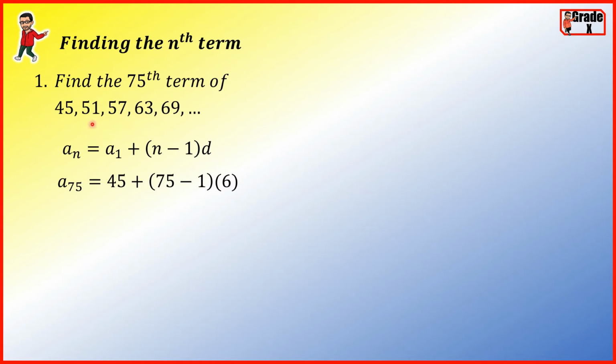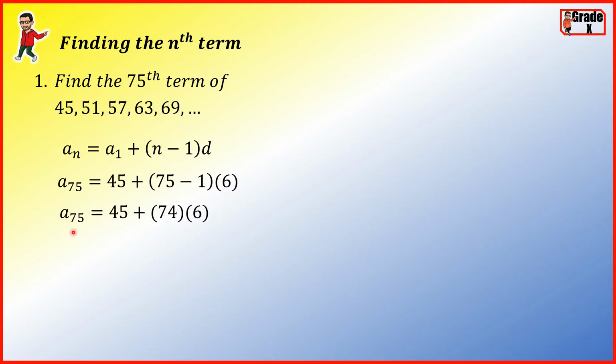So dito, kunin natin yung common difference. 51 minus 45, that is 6. 57 minus 51, that is 6. 69 minus 63, that is also 6. So therefore, the common difference is 6.